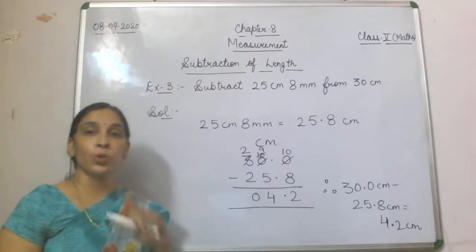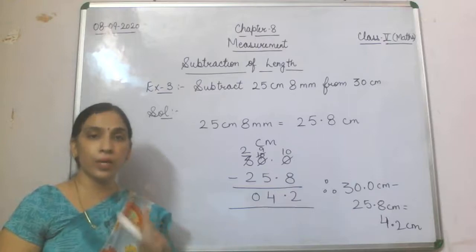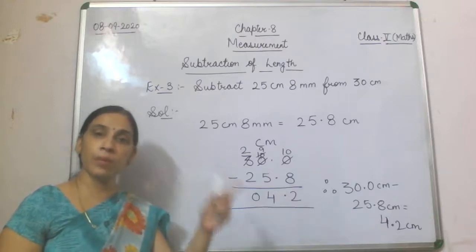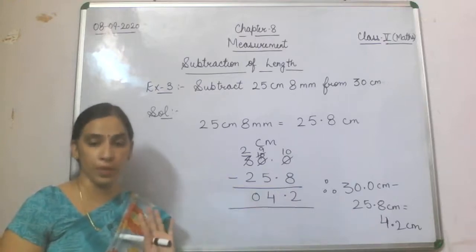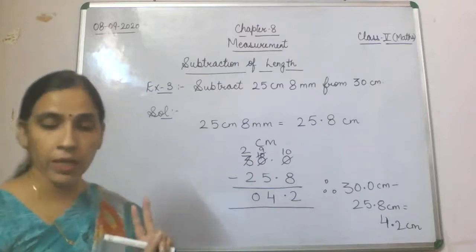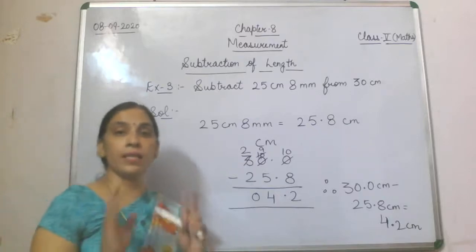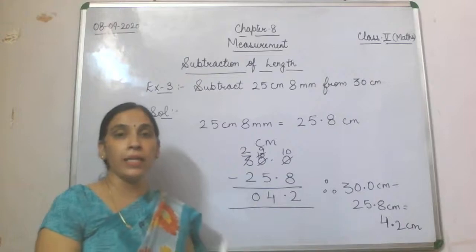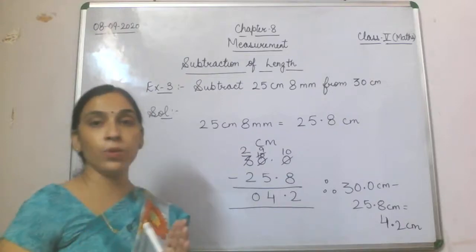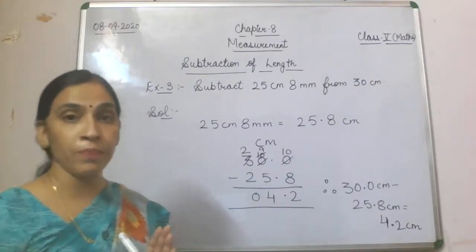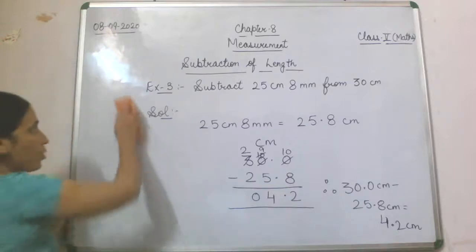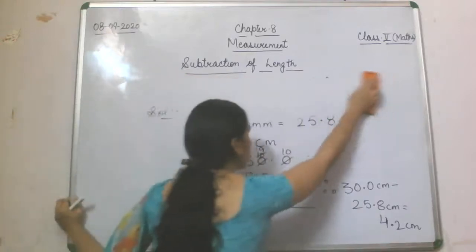I hope you understood the different steps. First step, convert the given length into one unit. After that, from the bigger unit you will subtract the smaller one. Only two steps are there. Convert the given length into one unit and then from the bigger one, subtract the smaller one. I hope the steps of subtraction of length are clear.